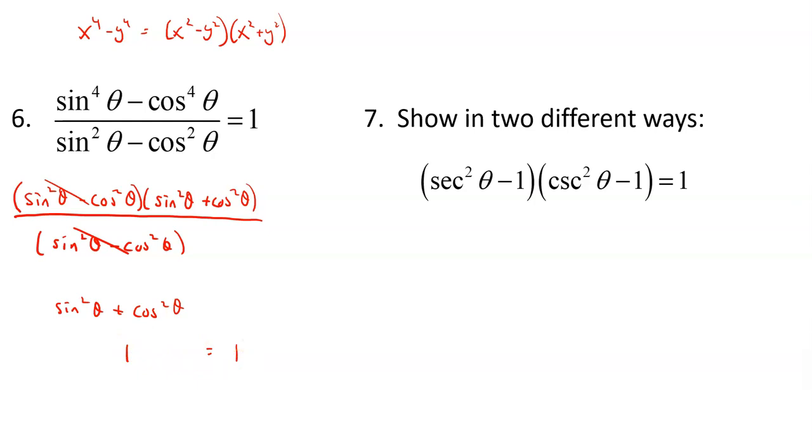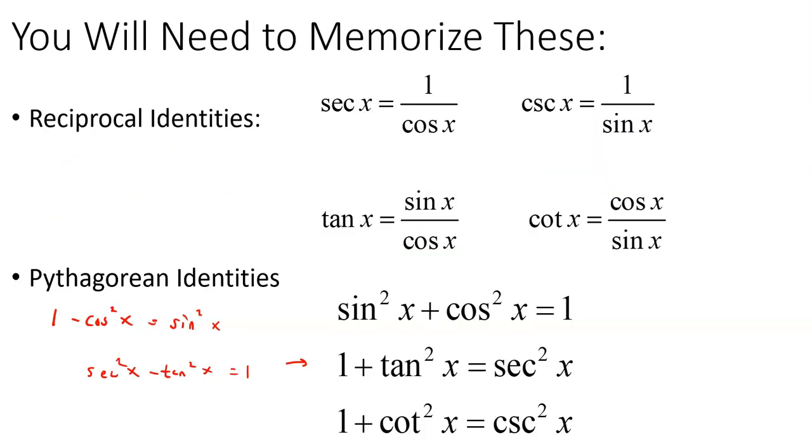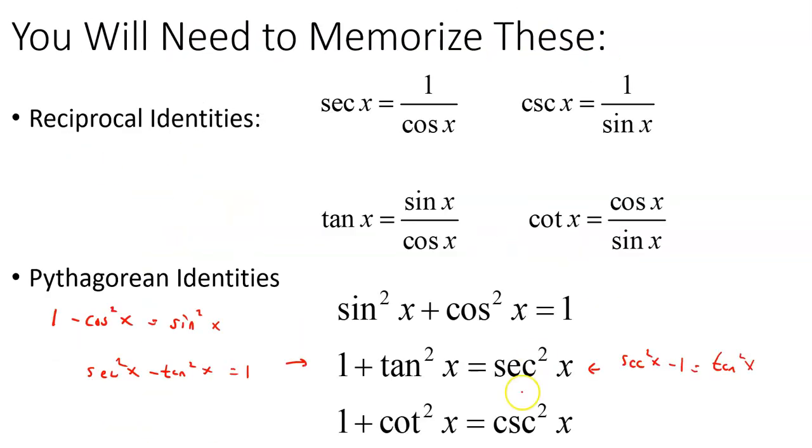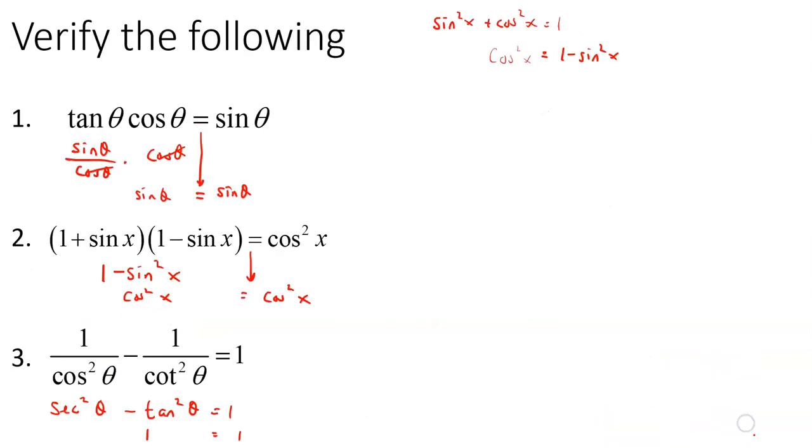All right, number 7 says, show in 2 different ways. So one way is very easy. If you go back to the identities, I got a secant squared minus 1 and a cosecant squared minus 1. So if I subtract the 1 from both sides over here, secant squared minus 1 is tan squared. Cosecant squared minus 1 is cotan squared, right?